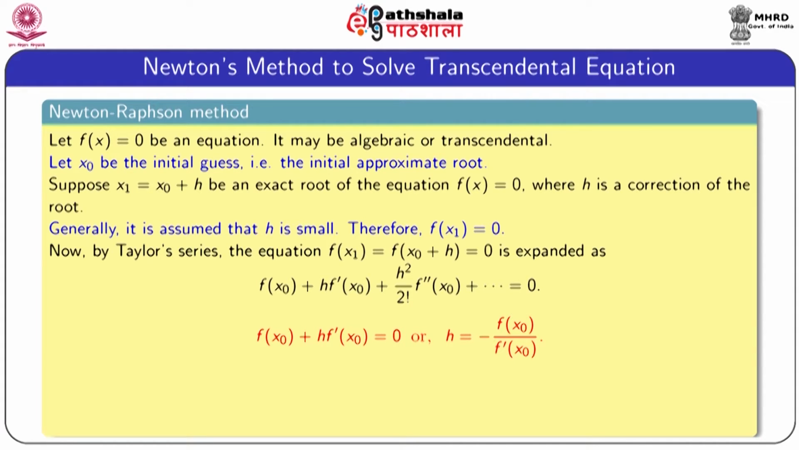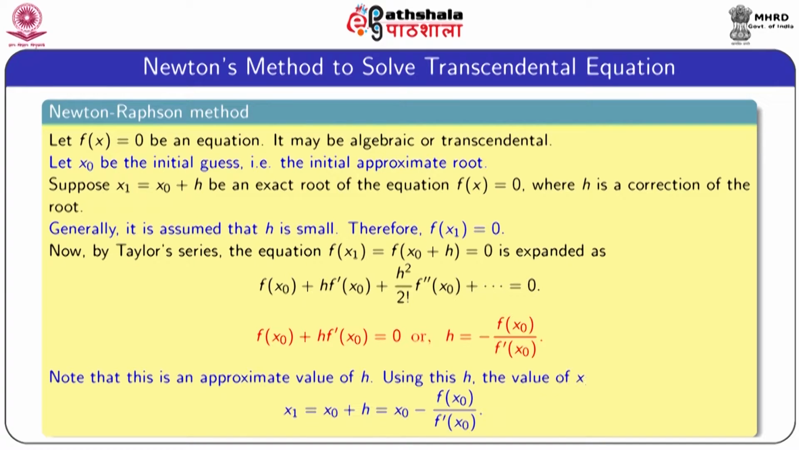This is the correction of errors, that is, the expression for the error term h. Note that the value of h is an approximate value, not the exact value. Therefore the value of x1, the first approximated value of x, is x1 = x0 + h = x0 - f(x0)/f'(x0). This is the first approximate value of the root of the equation f(x) = 0.